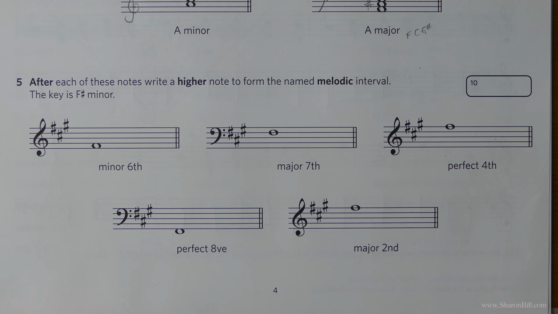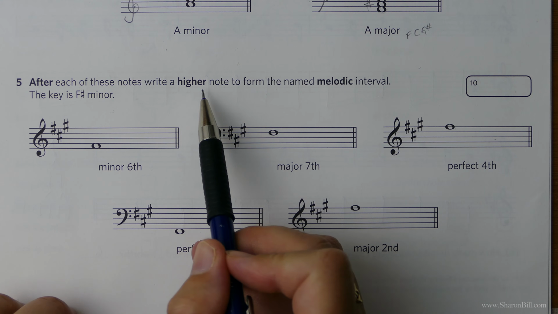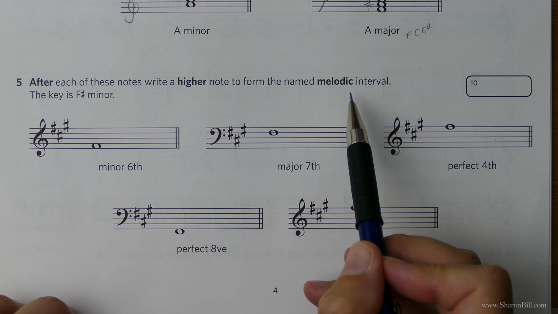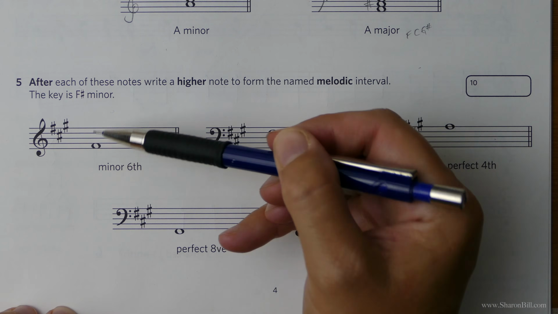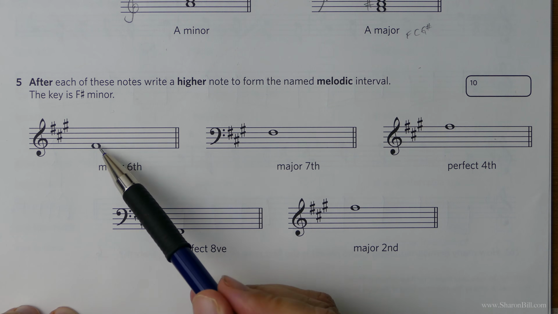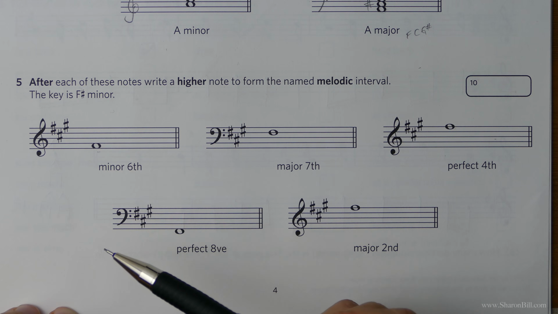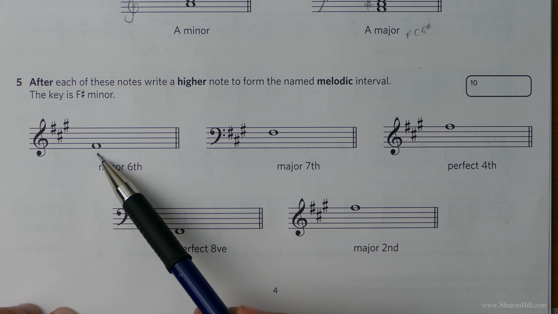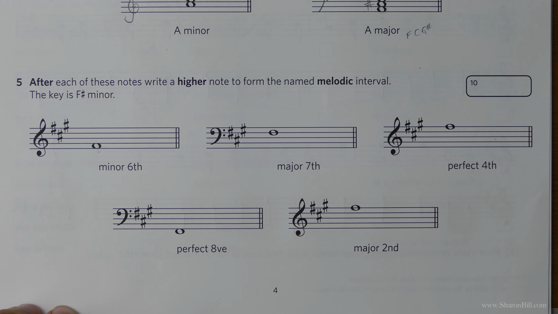And so question 5 asks us, after each of these notes, write a higher note to form the named melodic interval. So that's why it's going after, not above, because a melodic interval follows after, like a melody. And we always go higher, so the given note is always the first. We're in F sharp minor, so each time we're counting up from F sharp in this case.